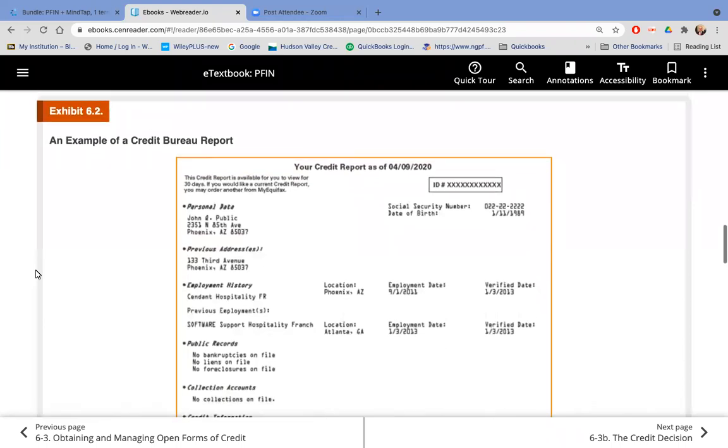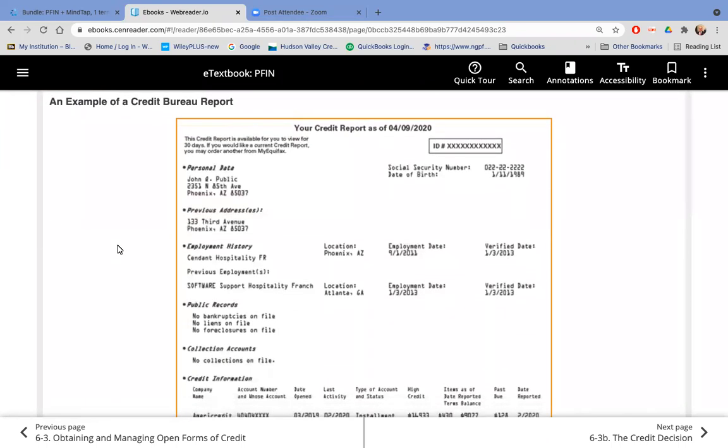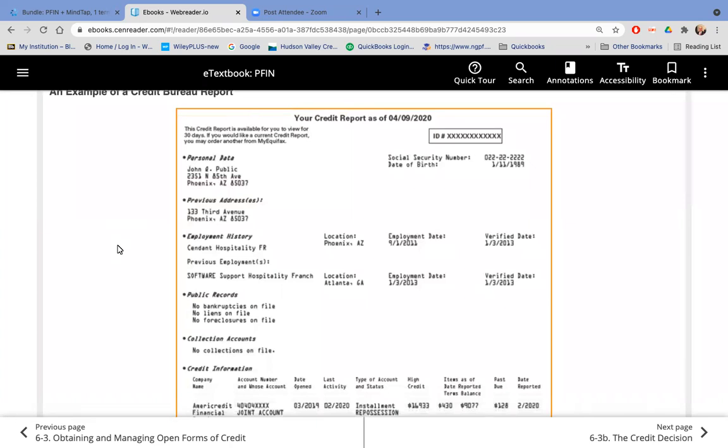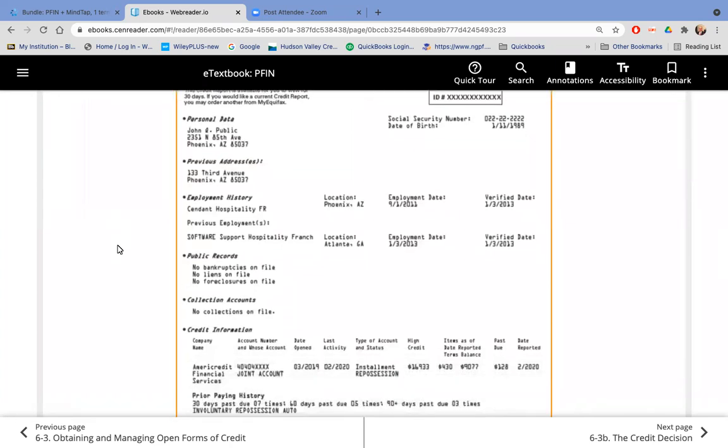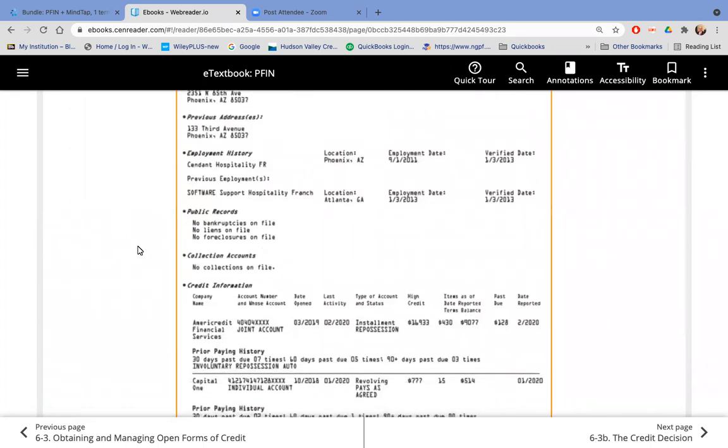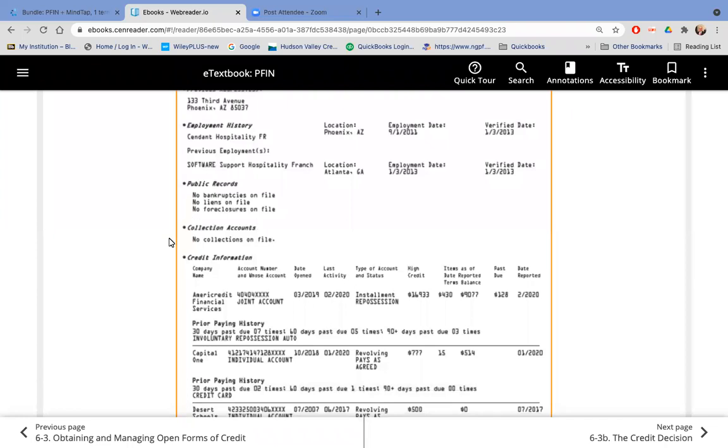A credit bureau report, there's an example in your book, shows some personal data, your address history, and some employment history. Public records are also part of a credit bureau report. So if you have any history of bankruptcies or things along that line, that's going to be on public record and also collected in your file. If any company tried to collect from you and you failed to pay them, and so they sent it to a collection agency, that's going to be on your credit report as well.